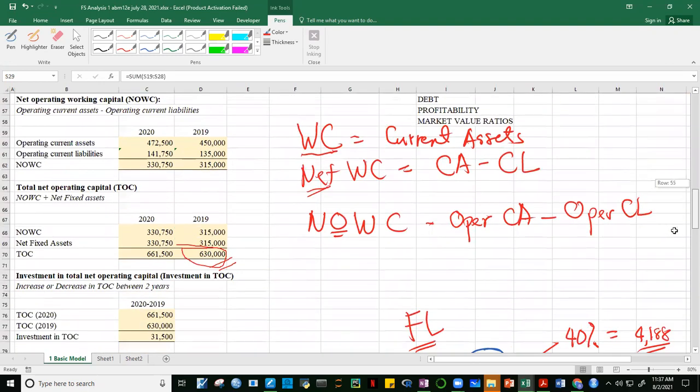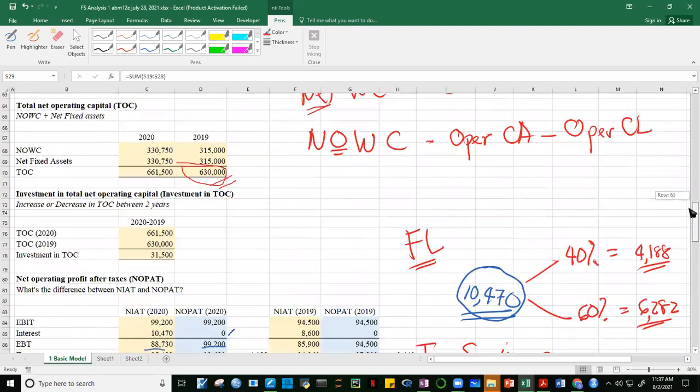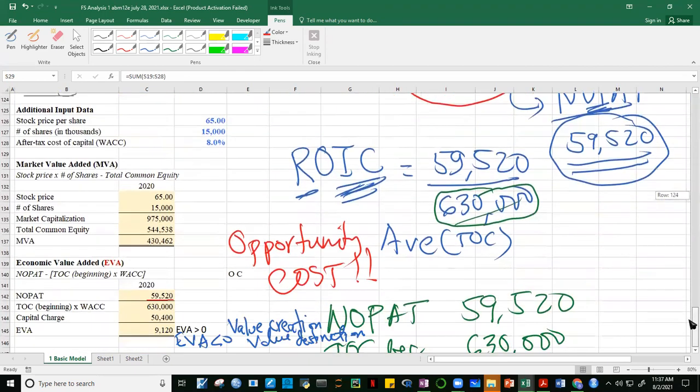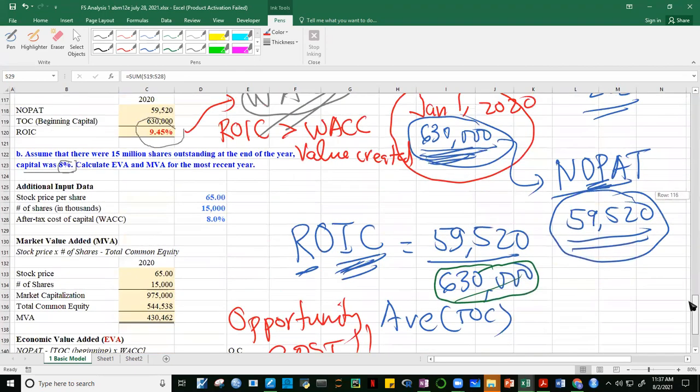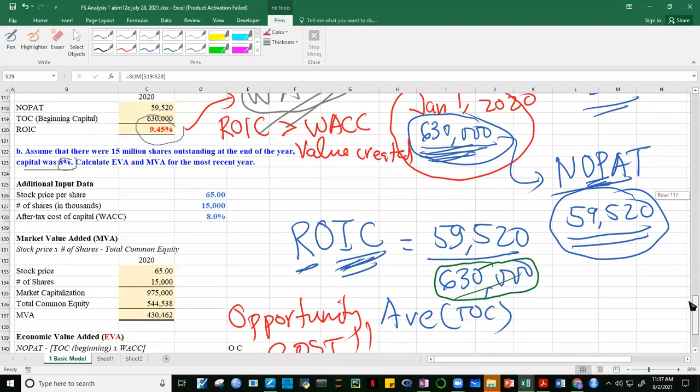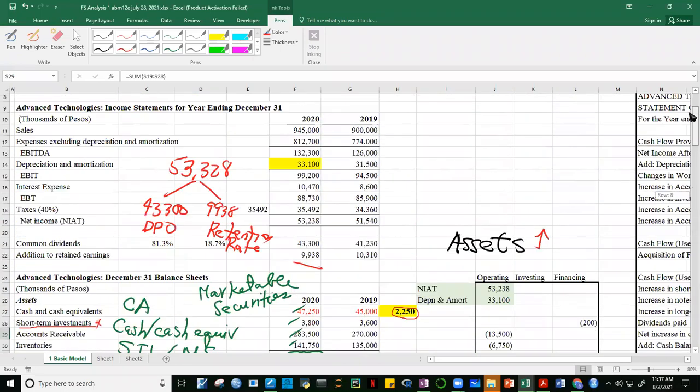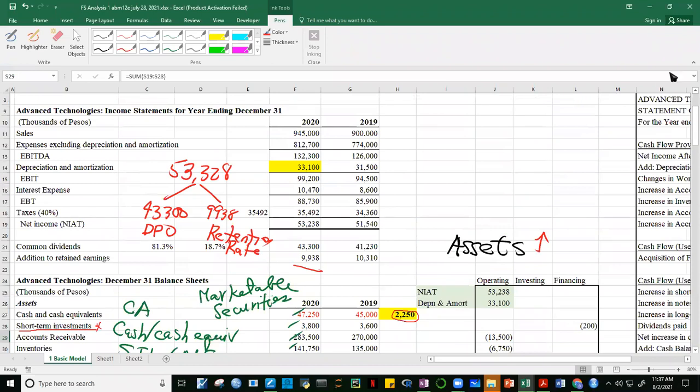So this is what we discussed earlier, which allows us to generate the ROIC, the EVA, and the MVA in order to determine if the company was able to create value for its shareholders, for its investors, or destroy value. Okay, so that was a quick summary, guys, of what we have discussed in this worksheet.